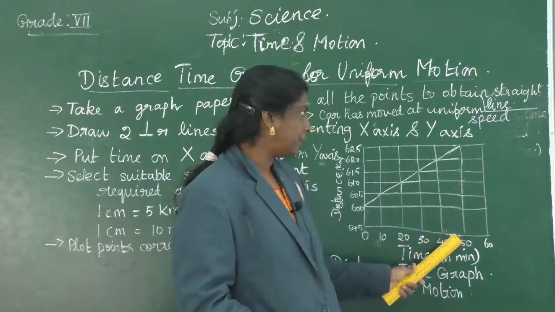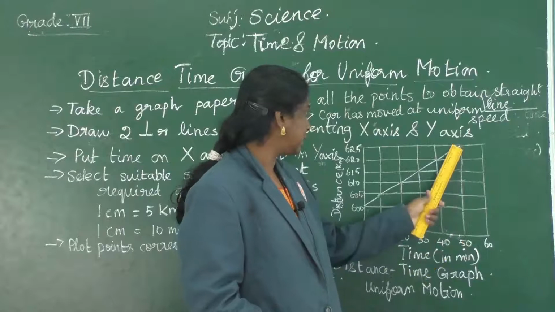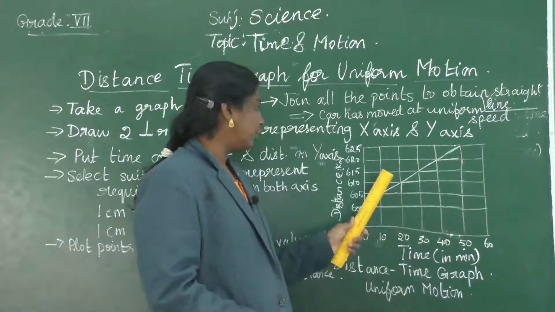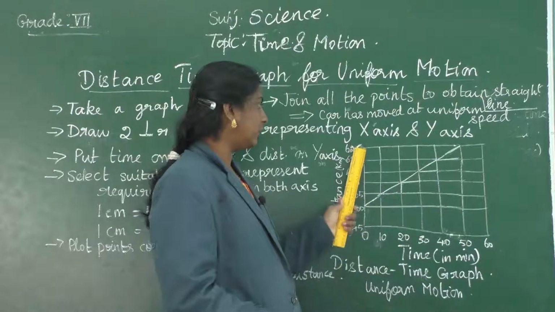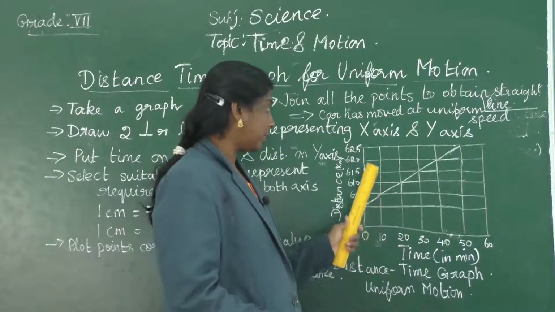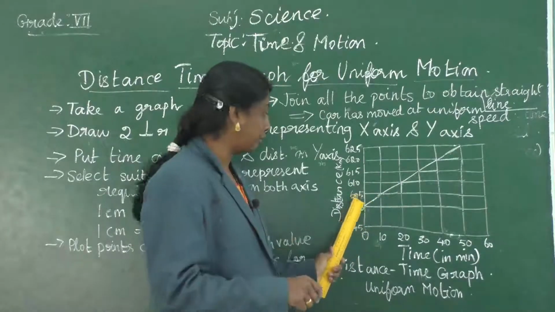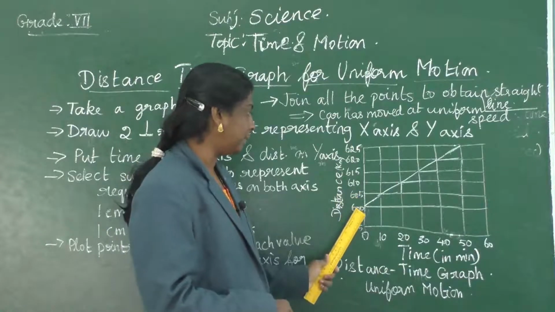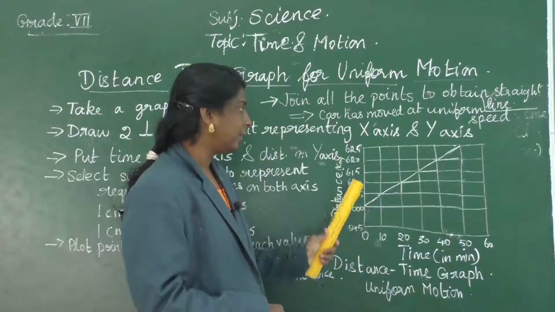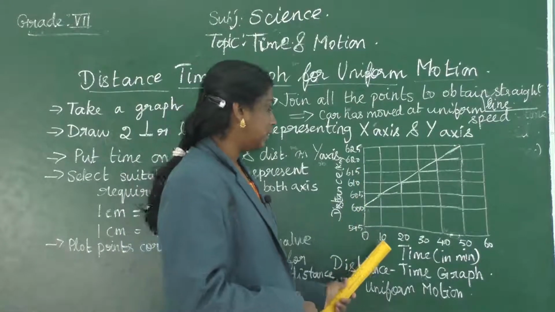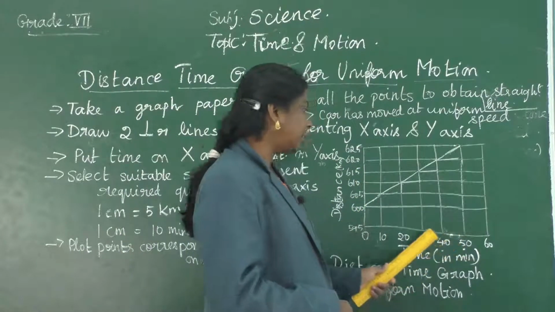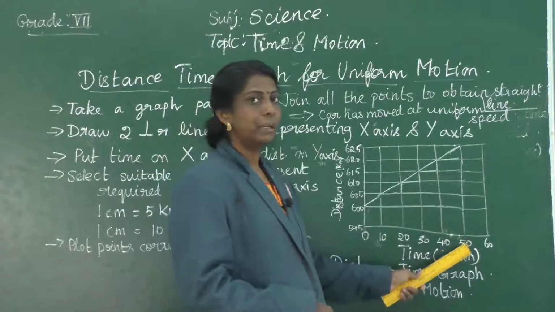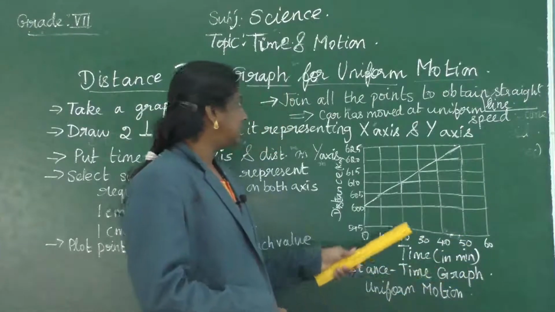Then 625, 50 minutes. Is it not? So for every 5 kilometer, totally 25 kilometer, 600 to 625, the car travels within a time period of 50 minutes. 25 kilometer in 50 minutes. Okay. So what is this?